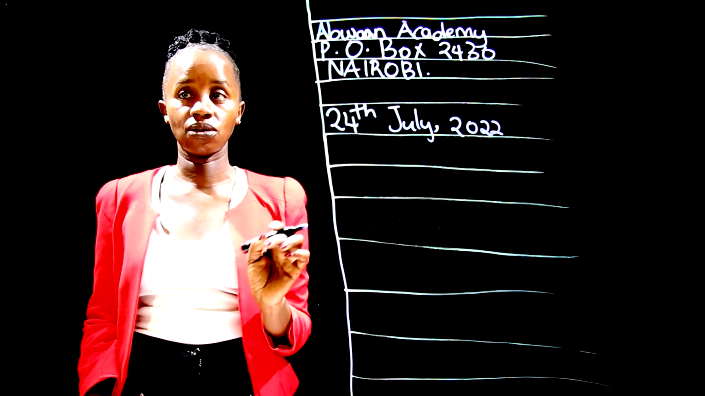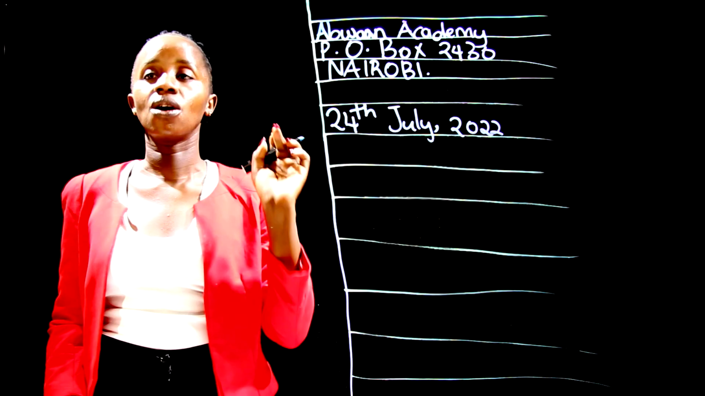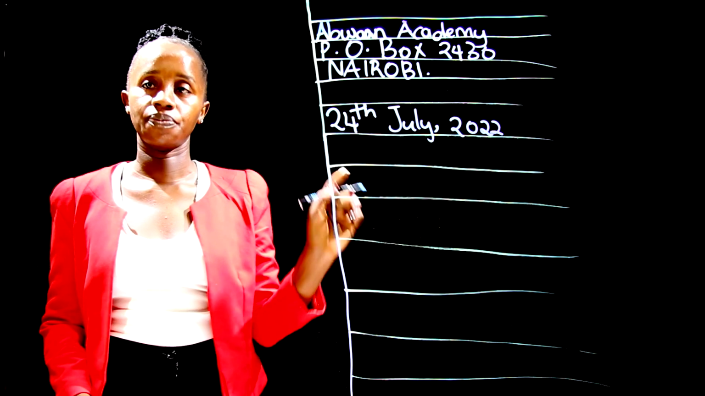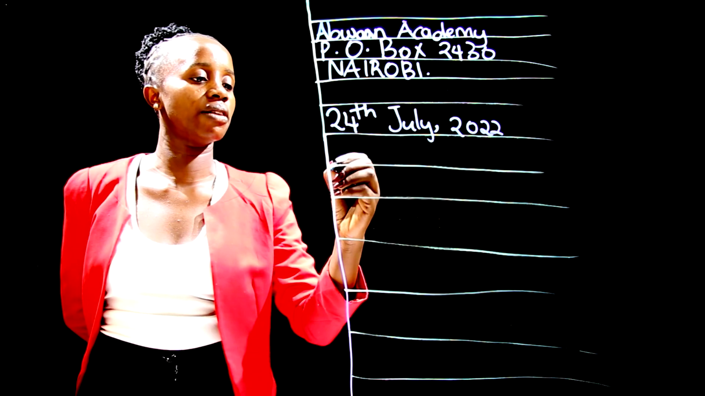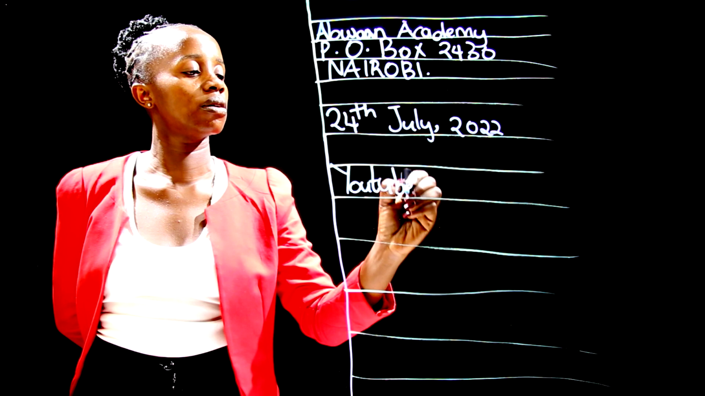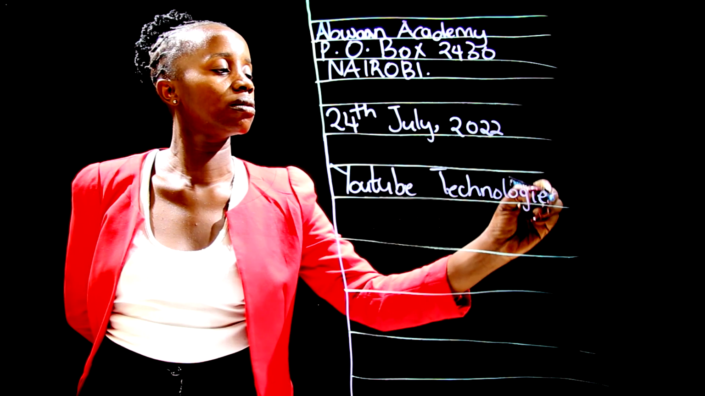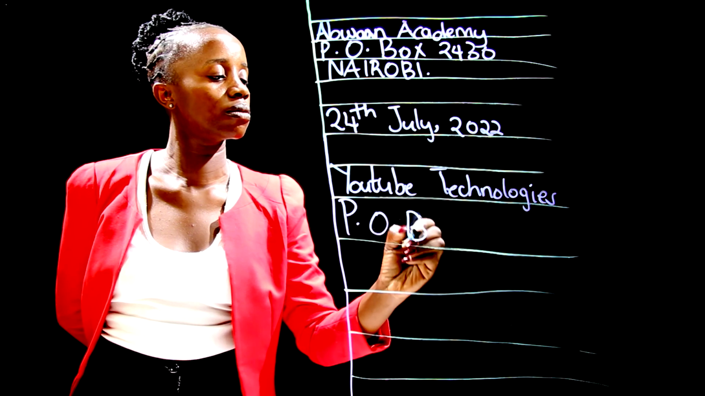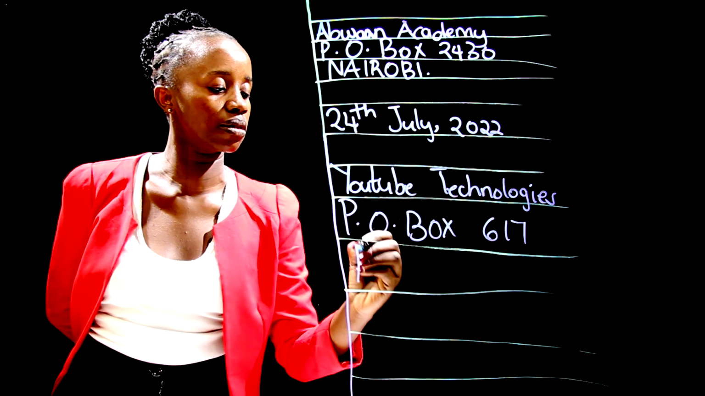Then skip a line, one more time, skip a line, and now write the recipient's address. Who is the person or which is the institution that is receiving this letter? So let's assume that you're writing to YouTube channel, so something of the sort. So YouTube Technologies, their address, P.O. Box 617, Mombasa.